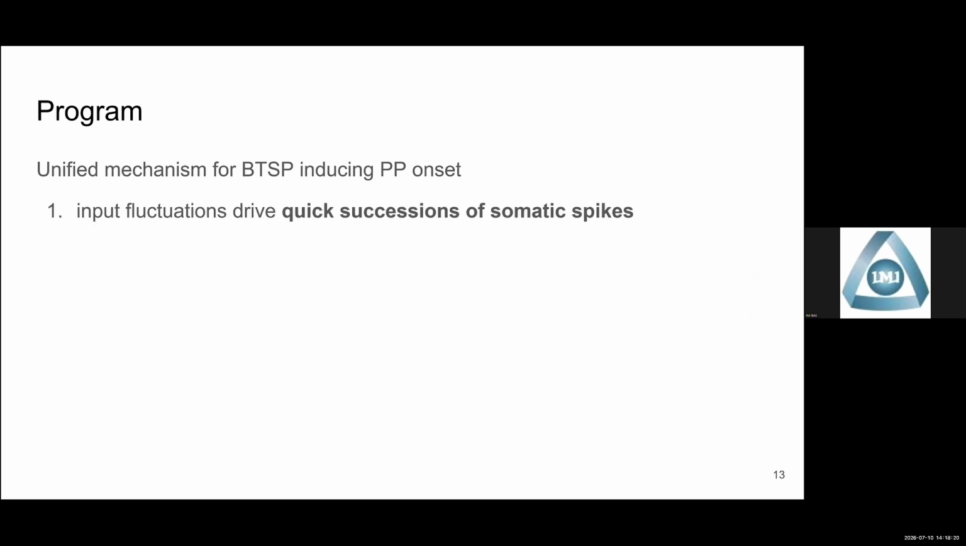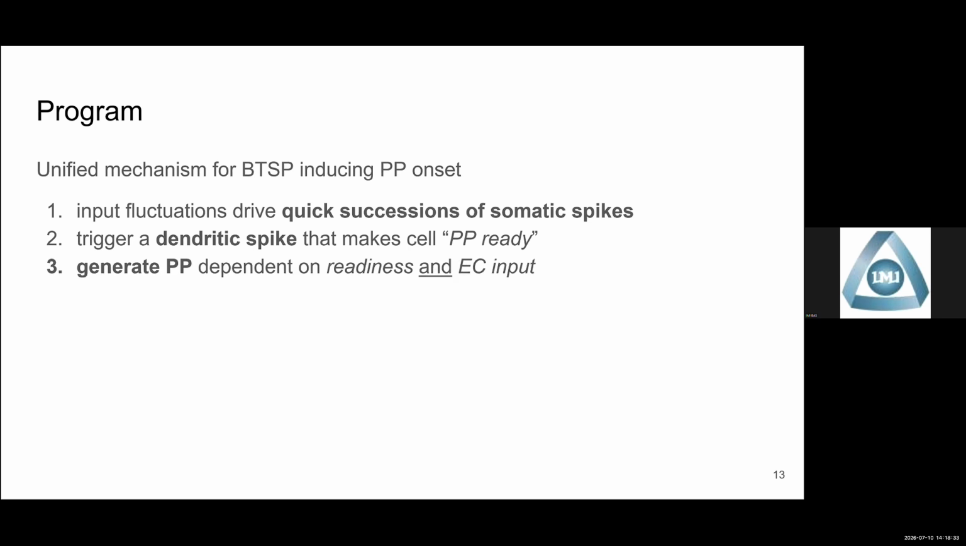My claim is that input fluctuation drives a quick succession of somatic spikes when the neuron is silent. This triggers a dendritic spike that makes the cell plateau potential ready. And if I then have enough coincident EC3 input, we generate a plateau potential.